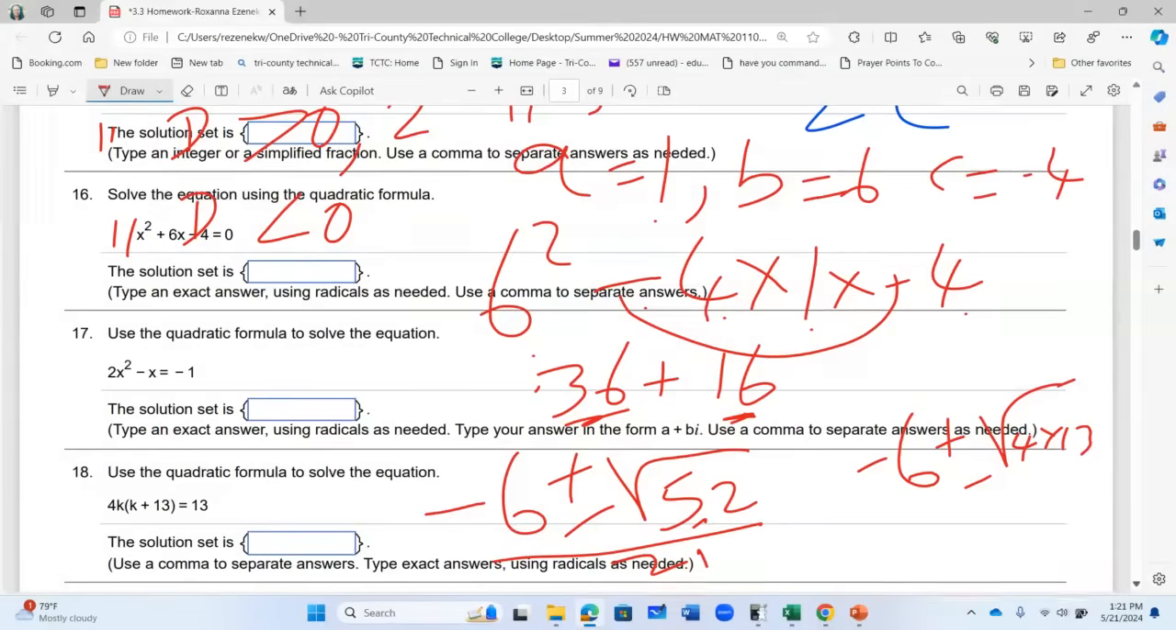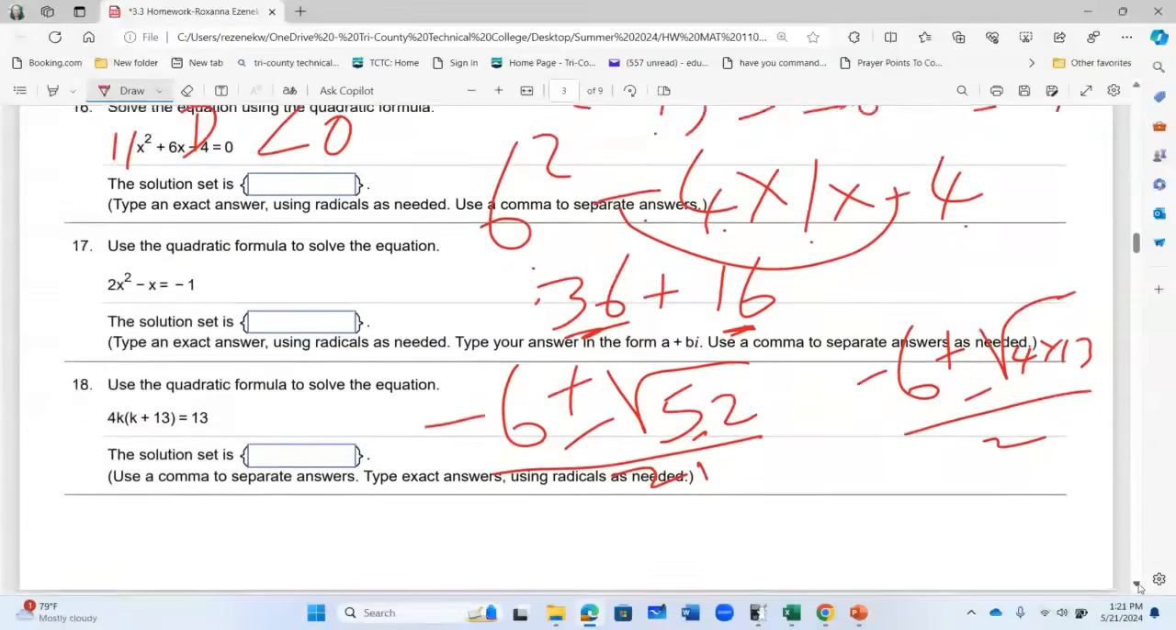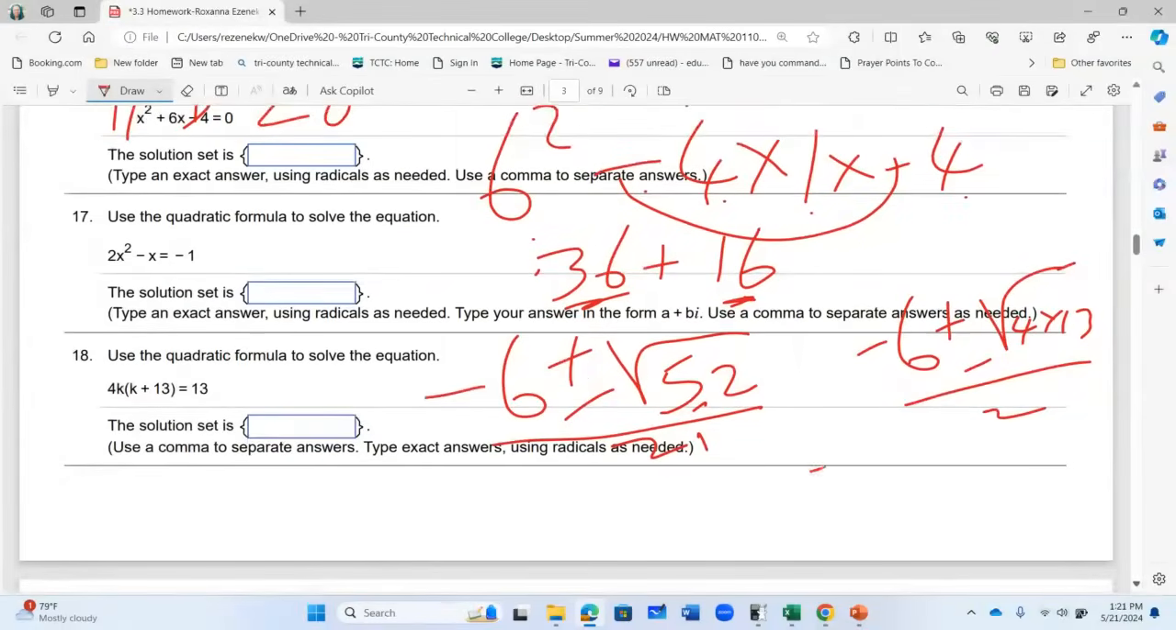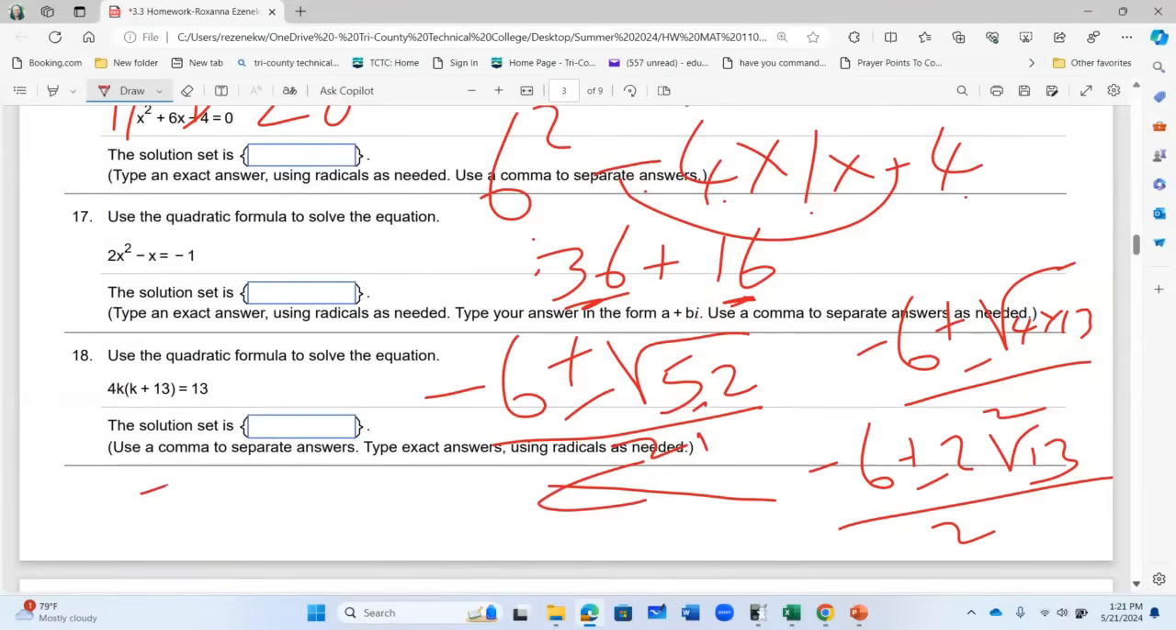All right. So now I can bring out something from the radical sign. So I have negative 6 plus or minus 2 root 13, all over 2. And I still have to simplify more. And let me do it here. So I have negative 3 plus or minus root 13, because I'm simplifying by 2.